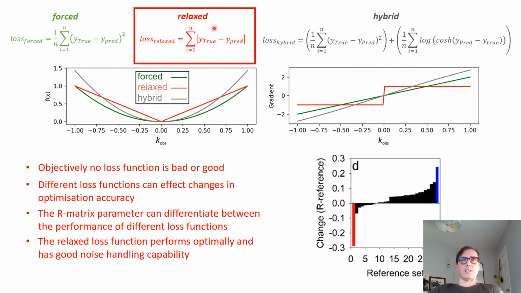The relaxed objective function is chosen by default, and the reason why this is chosen by default is that in general it tends to perform better than the forced objective function, and it has improved noise handling capabilities. The hybrid approach has the best noise handling capabilities.